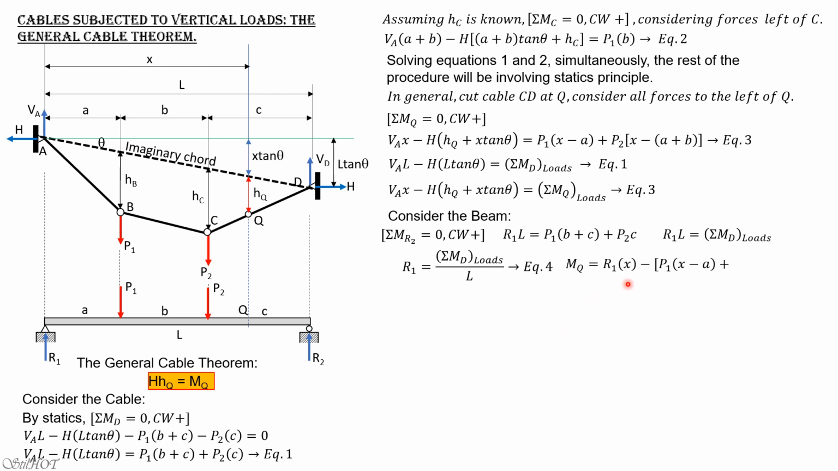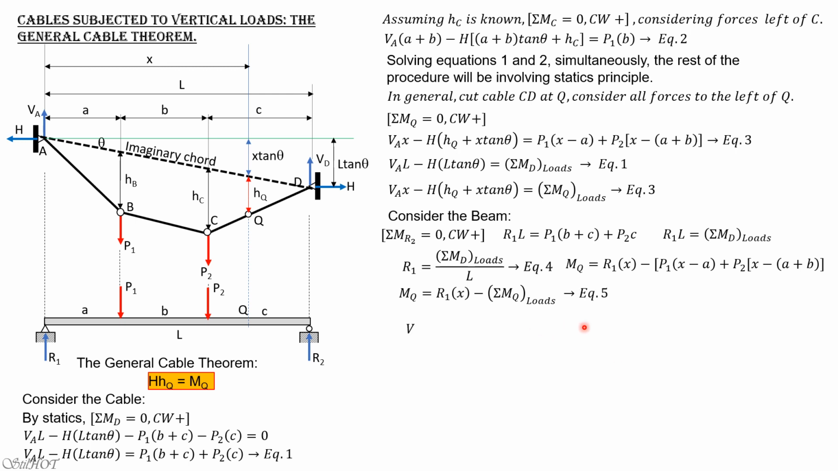So MQ therefore is R1 times X, because the distance of Q from the left is X, same as above, minus P1 times X minus A, then minus P2 times quantity X minus quantity A plus B, or simply minus quantity P1 times X minus A plus P2 times quantity X minus quantity A plus B. And take note that this expression is equal to the summation of moment about point Q due to the loads, which is the same as that. So MQ therefore equals R1 times X minus the summation of moment about Q due to the loads.